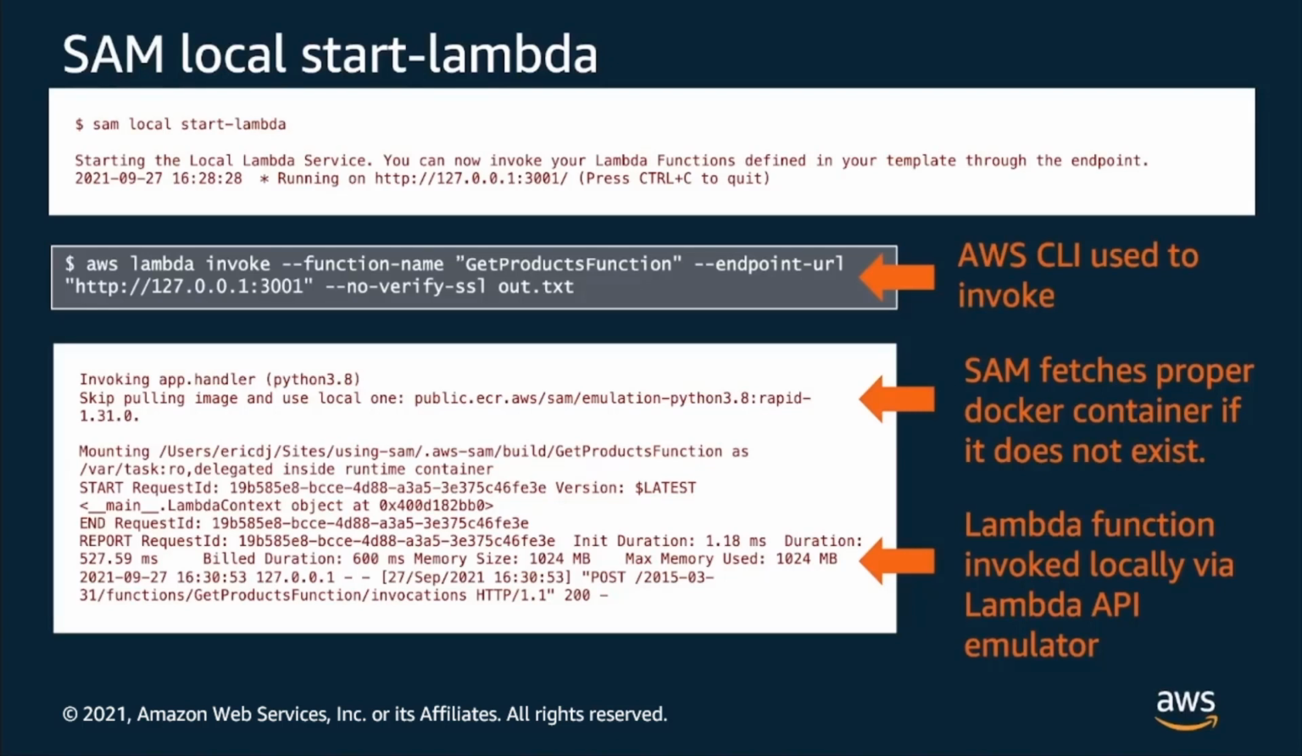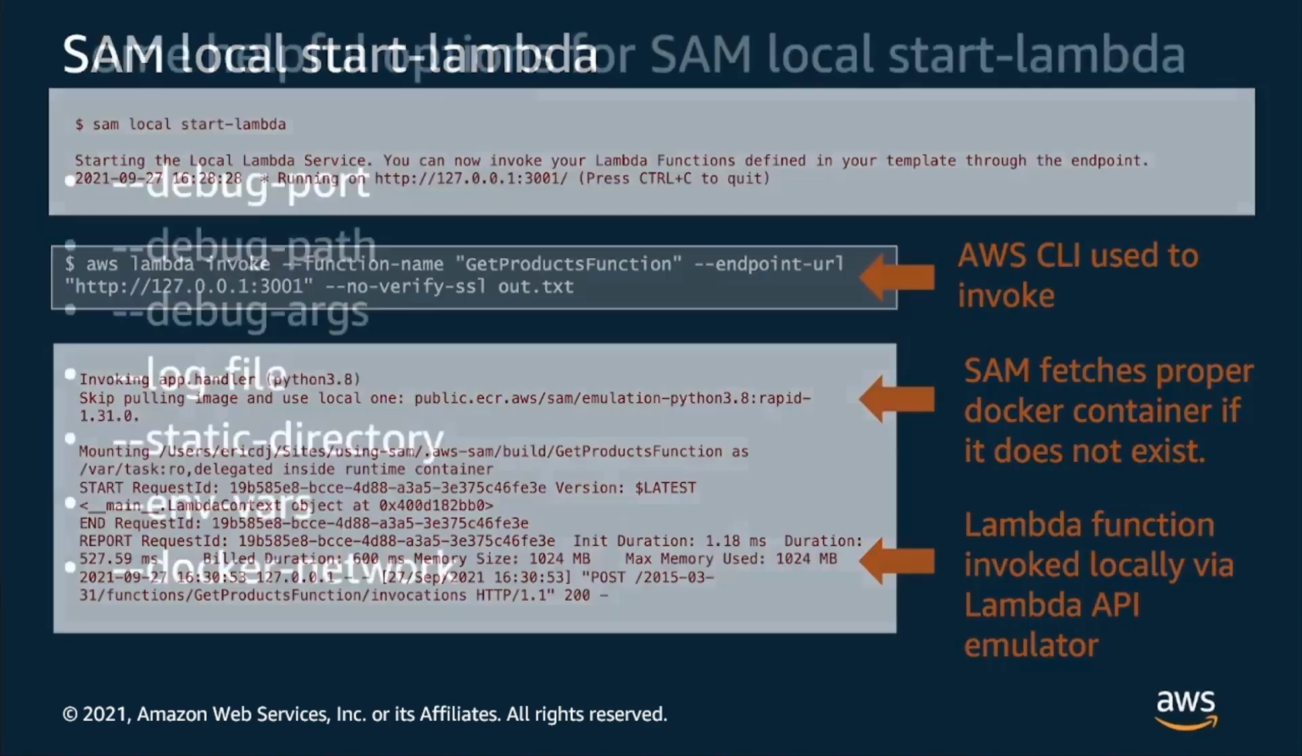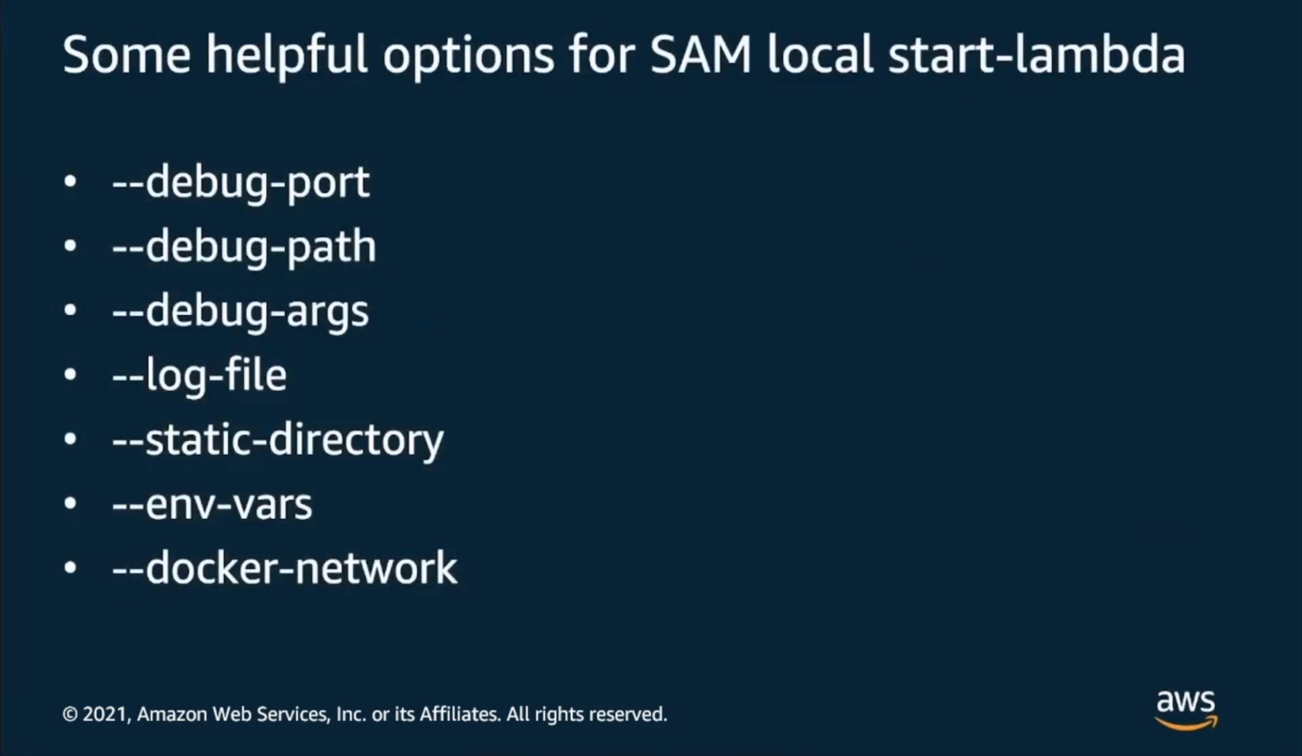And you can see here, much like the Start API, it fetches the proper Docker container, and then the Lambda functions invoke locally, again, via the Lambda API emulator. All right, so some helpful options, much like with SAM Start API, you pass environment variables, you can work with the Docker network, debug, log file, different things like that.